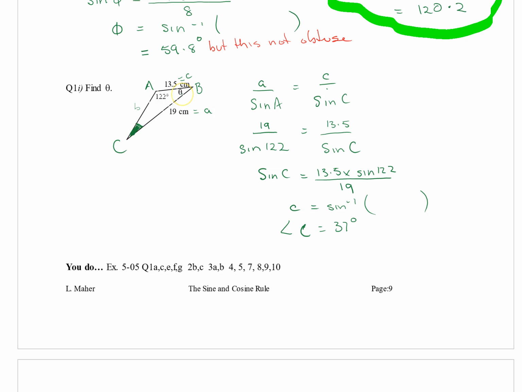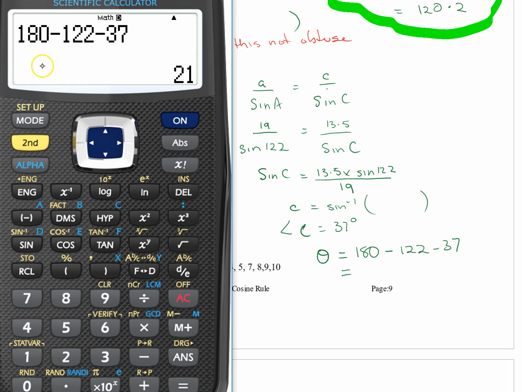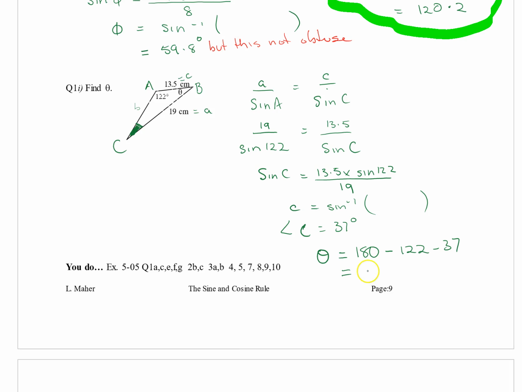However, that wasn't the angle required in the question. We'll then say theta is 180 minus the 122 minus the 37. Why? Because of the angle sum of a triangle. And when you do that, you can see that you get 21 degrees.